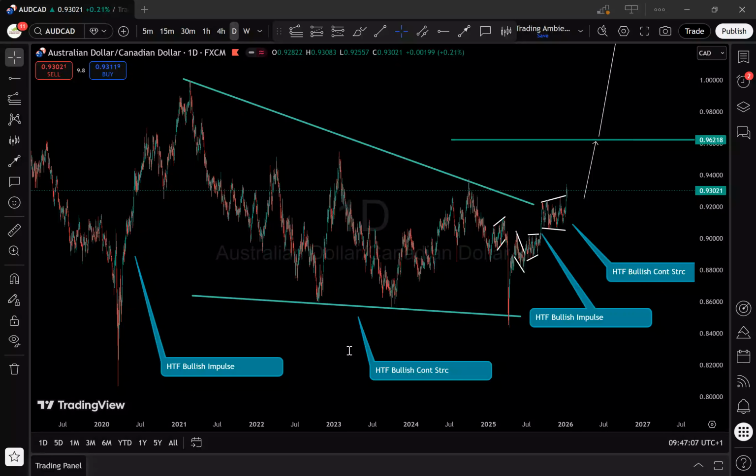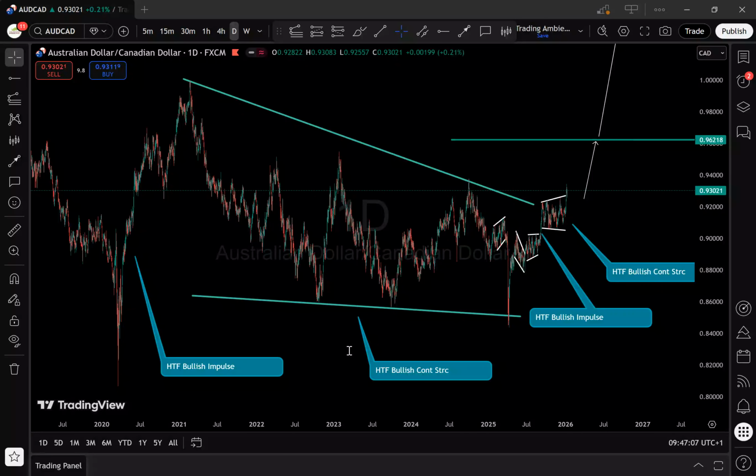We are starting with Australian dollar, Canadian dollar. On the higher time frame for AUD, we have this bullish impulse. We have the overall structure as a bullish continuation structure. Right at the low of this overall structure, we have a bullish impulse, bullish continuation, bullish continuation. Then right here we have a bullish impulse. Then we have a bullish continuation structure after the breakout of this overall structure.